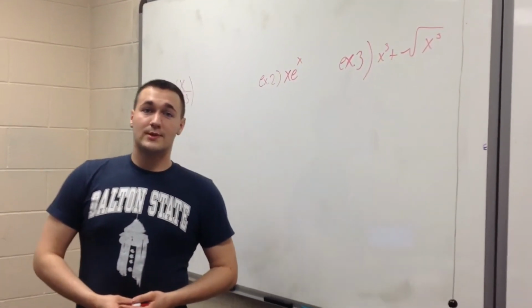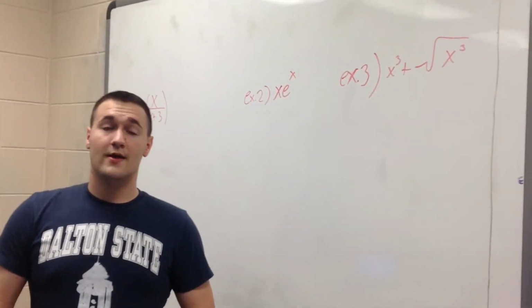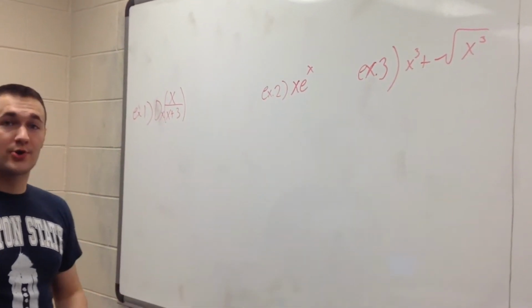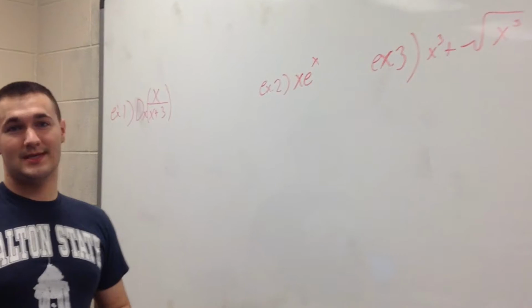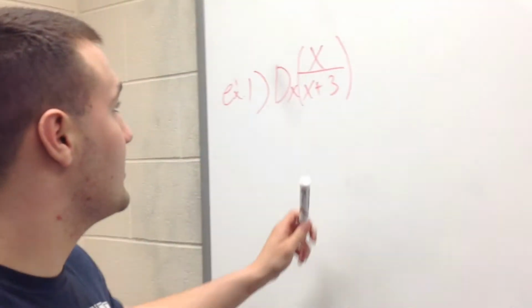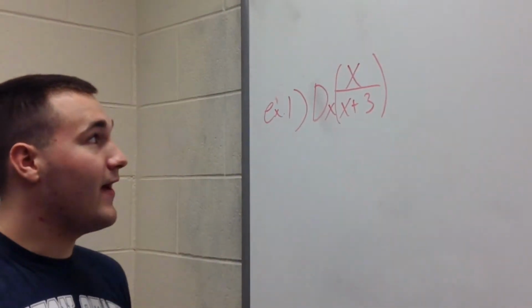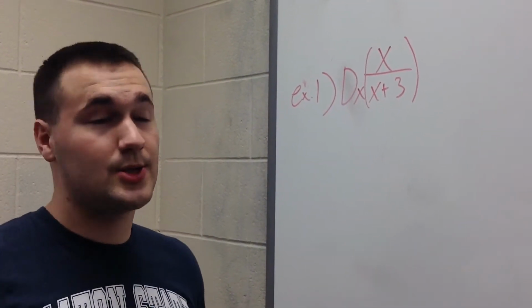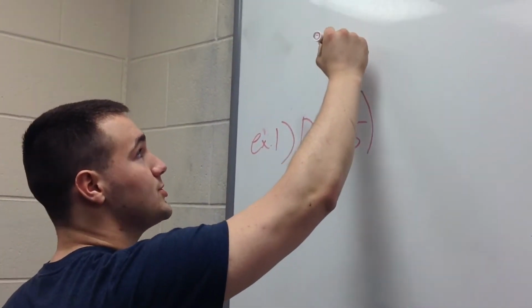Hello, today we're going to be doing some more examples of deriving. The functions that I have on the board are a little bit harder than your normal functions, so it's going to take a little bit more work and a little bit more knowledge on how to do it. Let's look at the first one. You're taking the derivative of x divided by x plus 3. This is a quotient, so we're going to use the quotient rule.